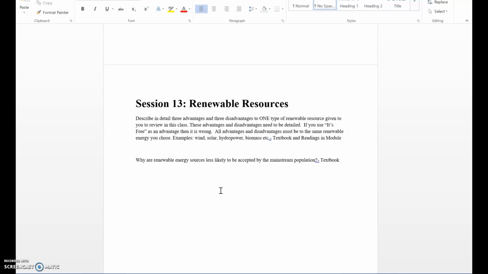So this question is going to be definitely more than 1 paragraph in length. Remember, again, I do not want you to give me overall 3 advantages and disadvantages to renewable energy. I want you to pick one, and then I want you to go into detail on the specific one. And then the last question, why are renewable energy sources less likely to be accepted by the mainstream population? That can be found in the textbook chapter, Reading for Renewable Resources, and in the readings in the modules as well.